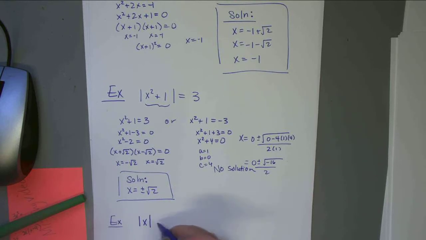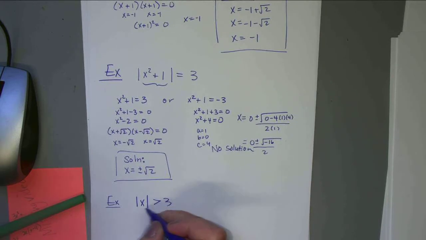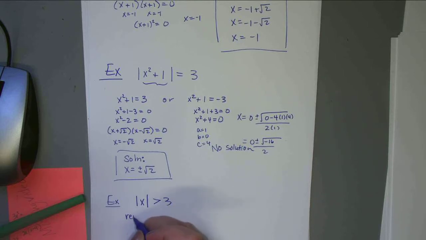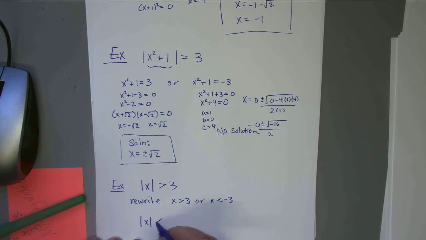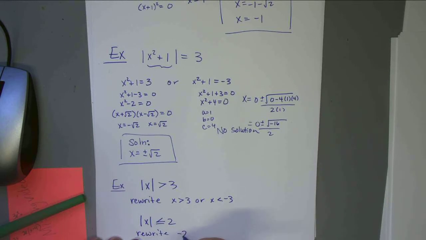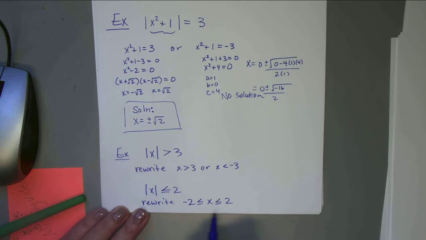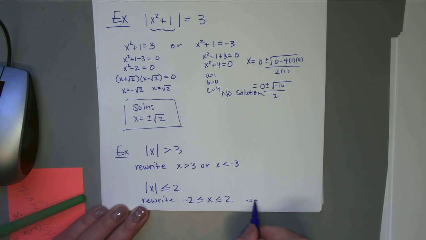So remember, if we have an absolute value and an inequality, the first step is always to rewrite it. This is greater, so this would be x greater than 3, or x is less than minus 3, and then you would solve the two inequalities. And the other one, if we had something less than, say less than or equal, we rewrite this as being between negative 2 and 2, and then we would split this up and solve. So this would be x greater than minus 2 and x is less than 2.